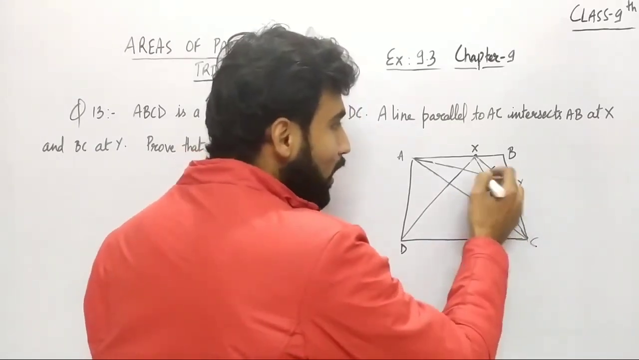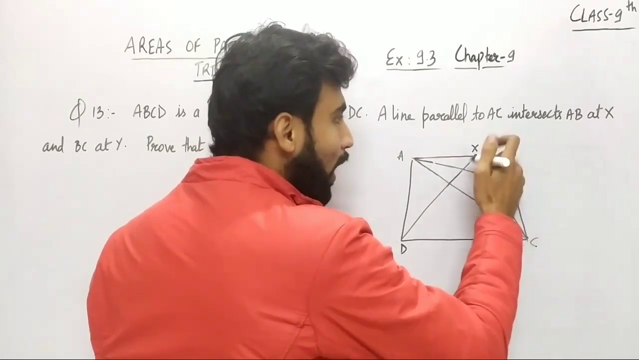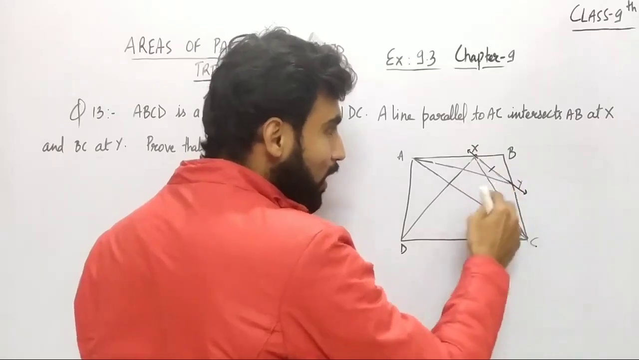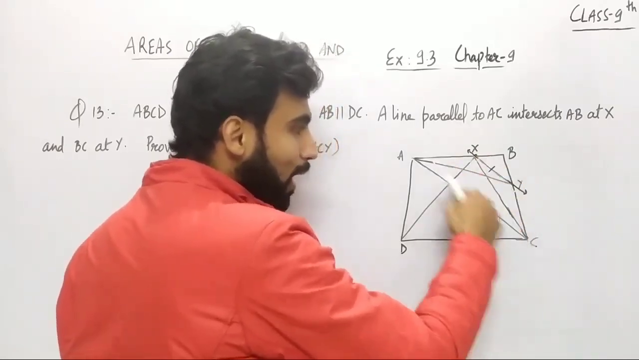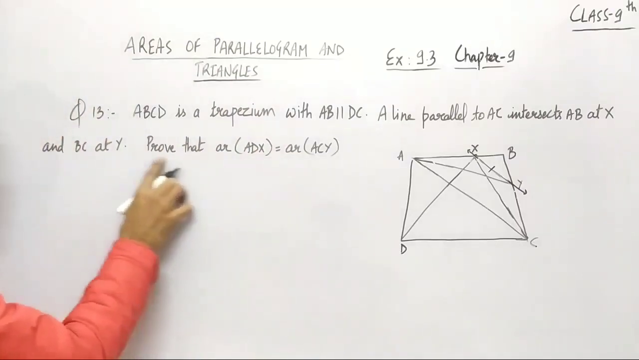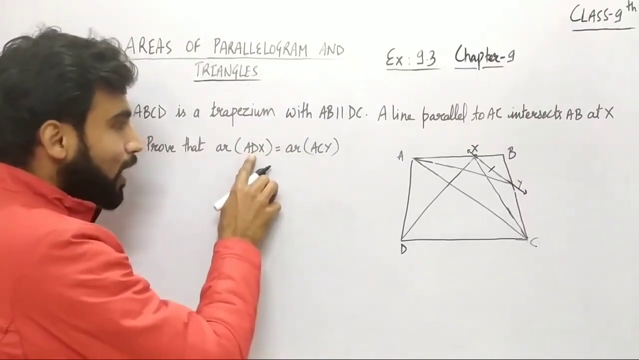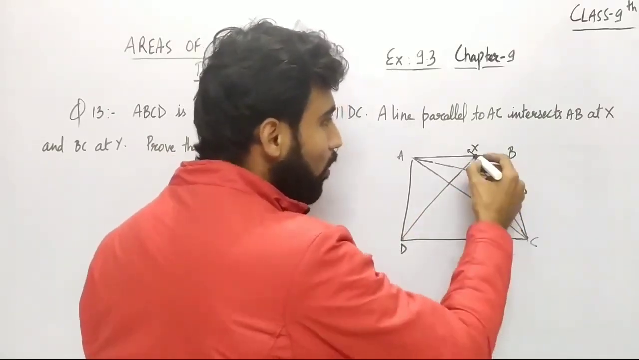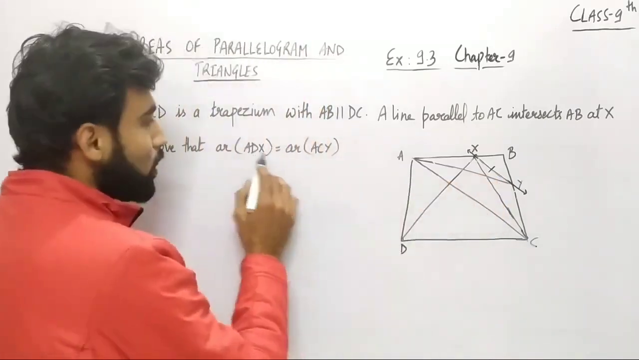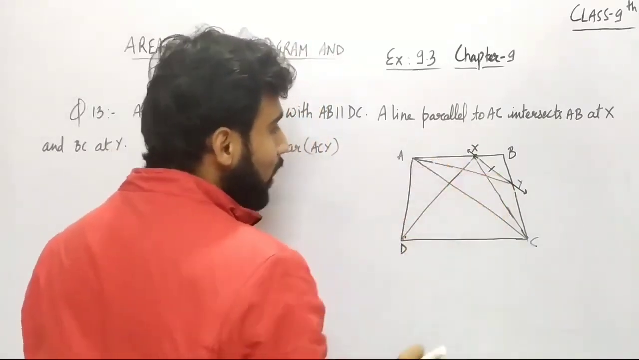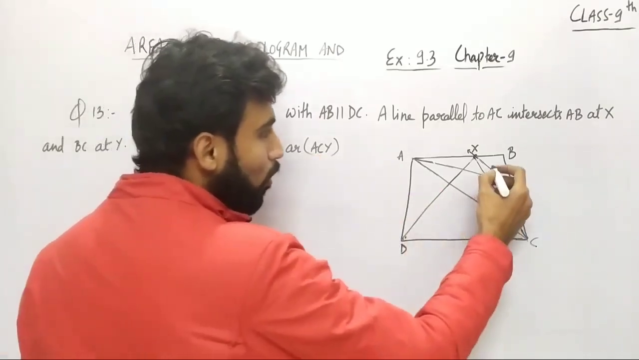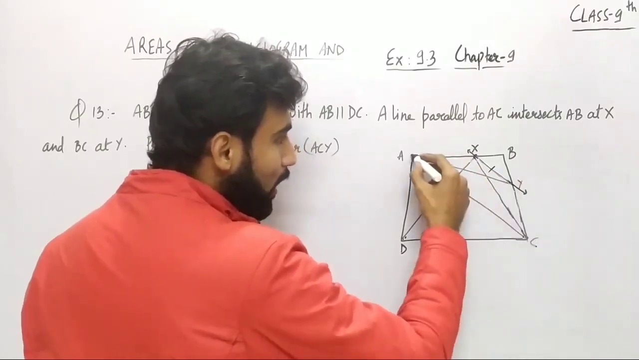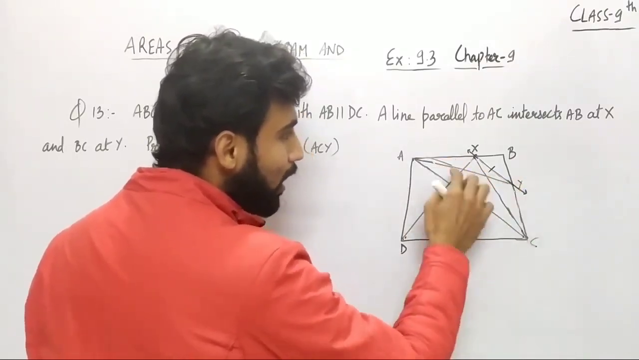So you can see a line which is parallel to AC, which intersects AB at X and BC at Y, right? That is XY. Now that means it is given that XY is parallel to AC, right? Then we have to prove that area of ADX, right? So I have joined this X to D, and X to C, right? Then you can see there is a triangle formed here, that is ADX, and it is equal to the area of triangle ACY, this triangle, right? So we have to prove that the area of this triangle is equal to this triangle, right?